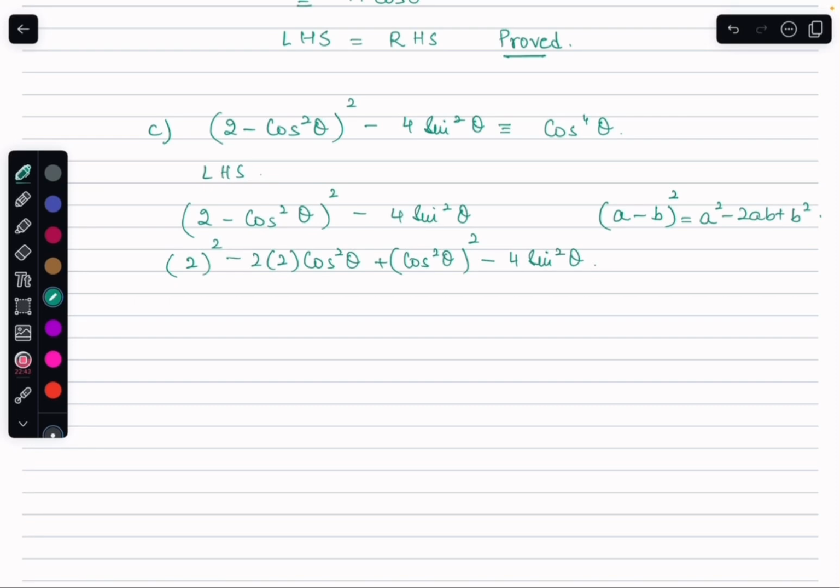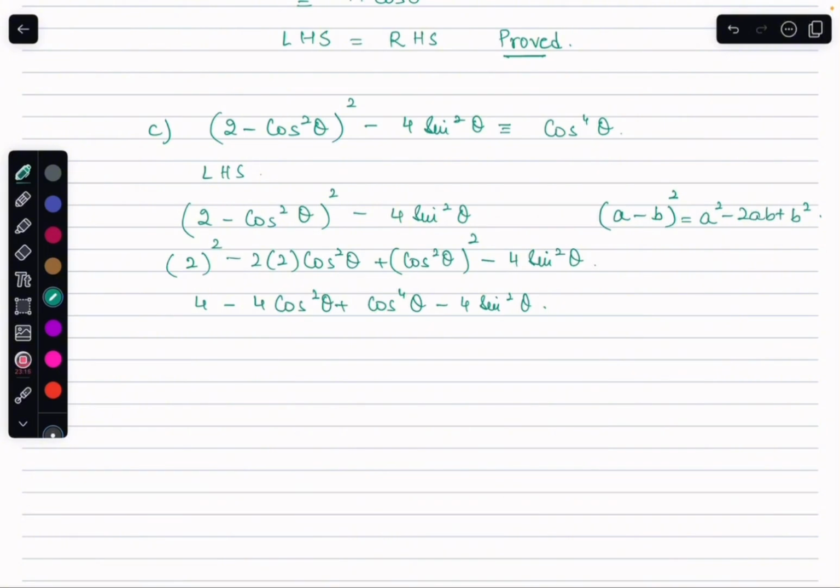And then I have a minus 4 sine square theta. So if I solve further, 2 square is 4, minus 4 cos square theta, and then I have a plus cos 4 theta, and then I have a minus 4 sine square theta. Now what I see here is that on the right side I want a cos to the power 4 theta. I do have a cos to the power 4 theta, which means the three terms, 4 minus 4 cos square theta and minus 4 sine square theta, I need to solve these three terms to just eliminate them.